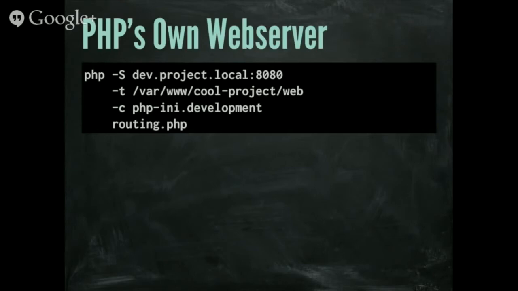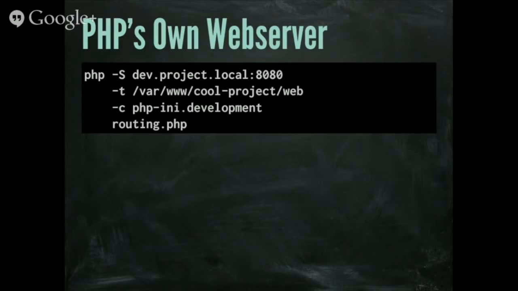The dash T states the web root that should be used for this web server. By default, that's your current directory, but if you are running this under Supervisord or Upstart or anything else which is going to restart the process, you probably won't be doing that from the correct directory, so the dash T just lets you say where the web root is. Dash C for config.